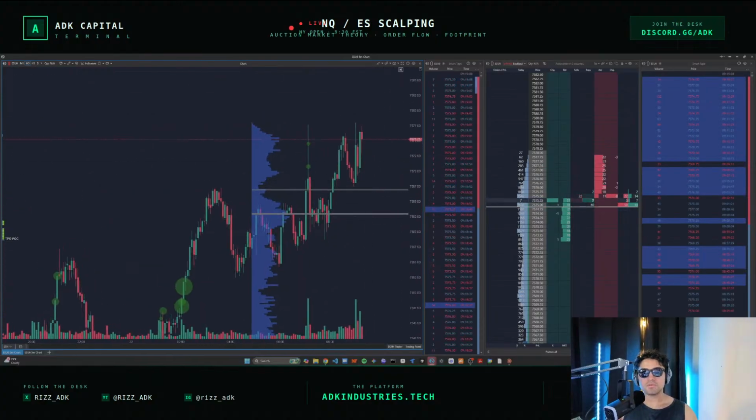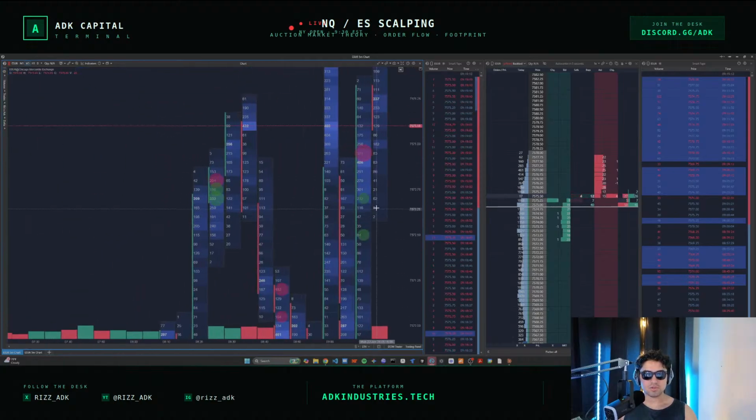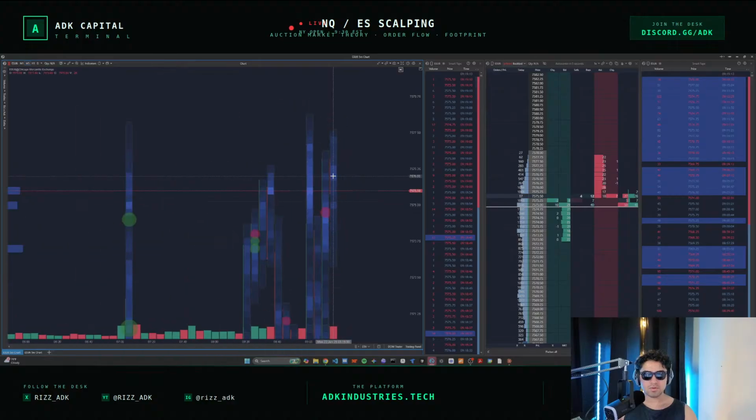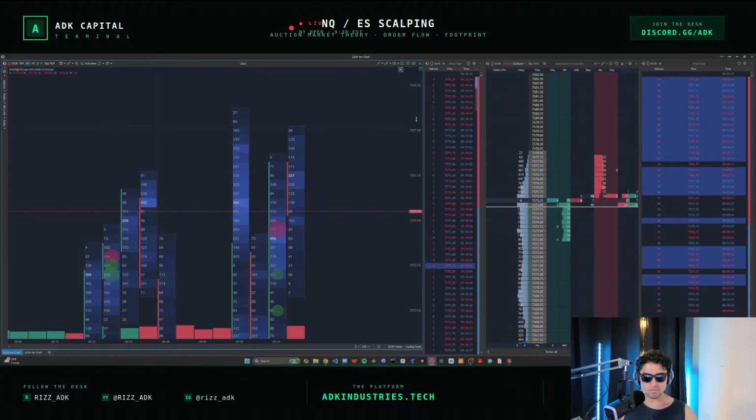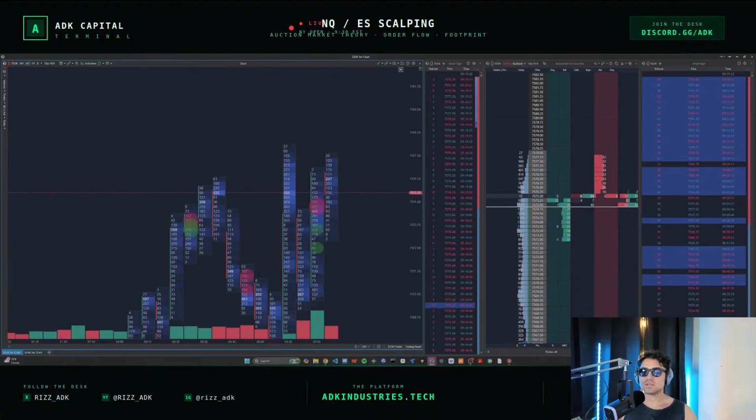So we got the DOM here, we got the tape, we got the charts. I think I'll prefer a footprint chart here because it just makes more sense. I got my level 2 up there, and let me get a footprint chart around this place.